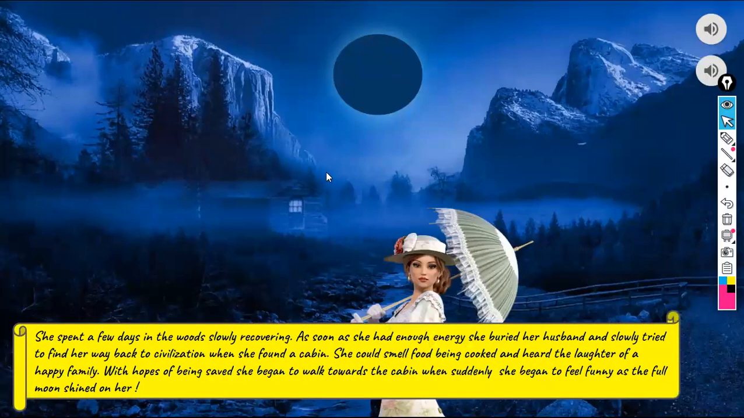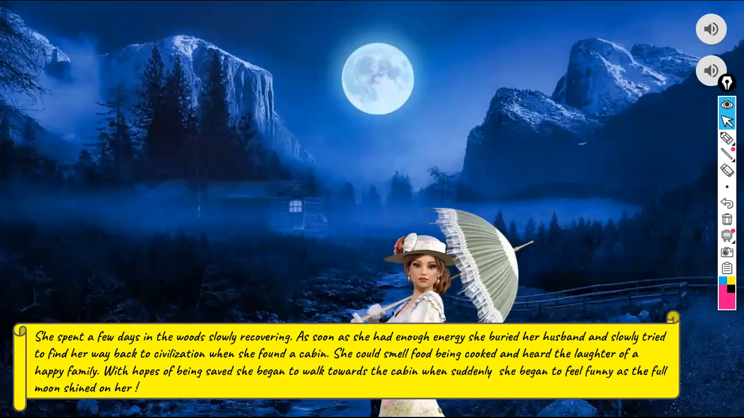So anyway, Joanne now is wandering around the forest after she buried her husband. She comes across a cottage in the forest with a happy family singing happy songs. I don't think this is going to end well. All right, so what's going to happen now? The full moon is going to come out. Joanne is unaware of what has happened to her. She has no idea what's going to happen to her.